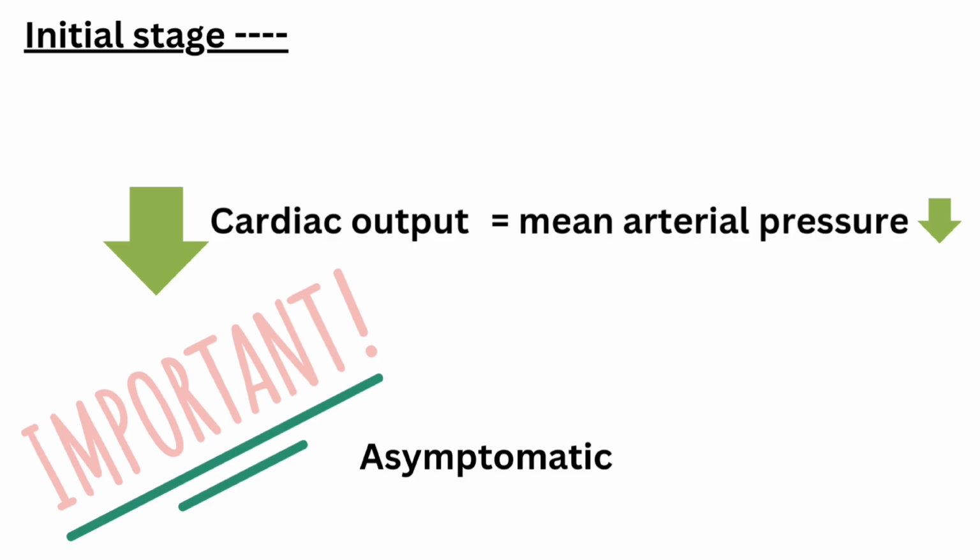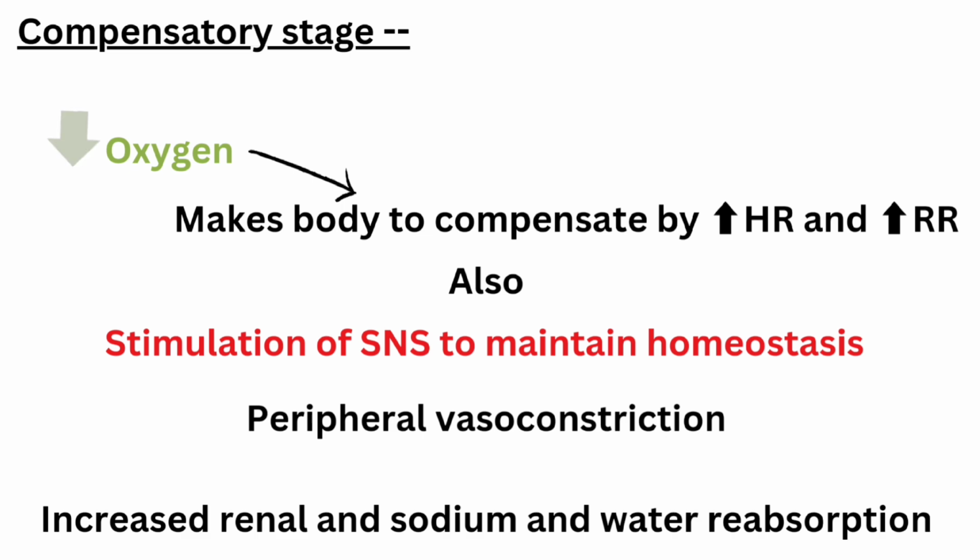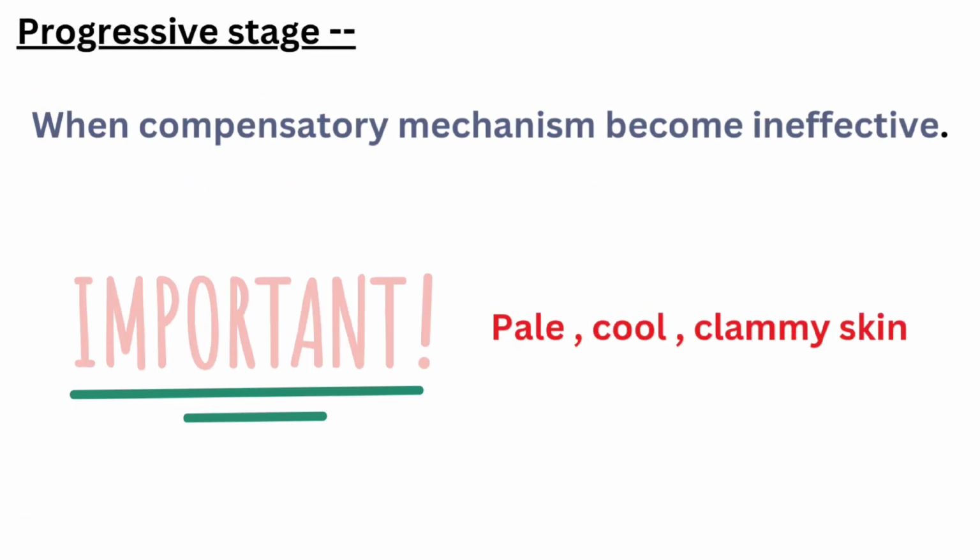In the initial stage, there will be no symptoms of shock and the patient will be asymptomatic, and this is a very important and complex point to be noted. Next, the compensatory stage. In the compensatory stage, because of the decreased tissue perfusion and decreased oxygen, our body compensates by increasing heart rate, by increasing respiratory rate, by stimulation of the sympathetic nervous system, and by stimulation of the renin-angiotensin system.